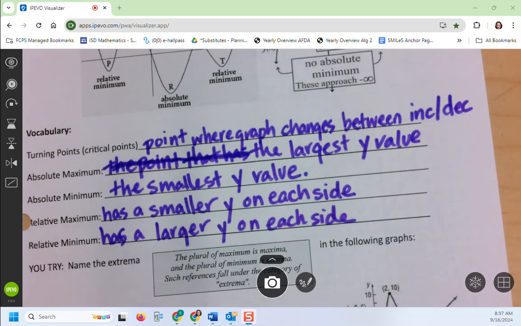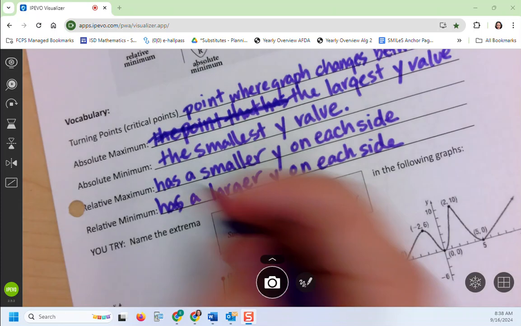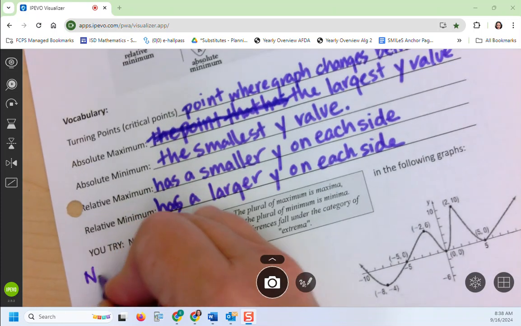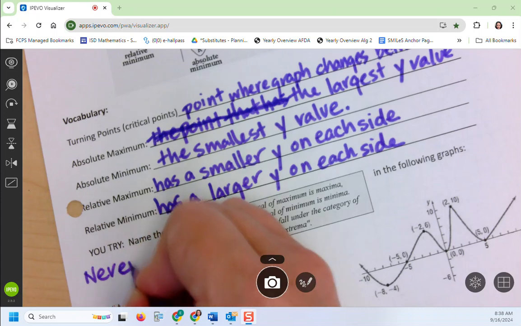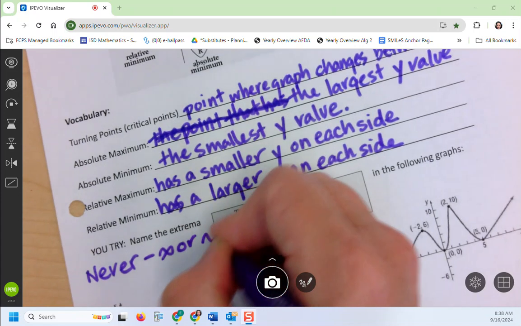Okay, one thing that you should know is that maximums and minimums will never be infinity. Which seems weird, right? Because infinity is the biggest number. Never negative infinity or infinity.